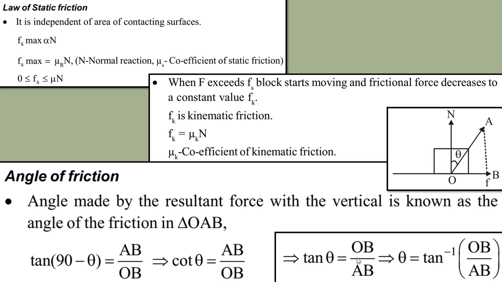So angle of friction. The angle made by the resultant force with the vertical is known as the angle of friction, in triangle OAB. So tan of 90 minus theta is equal to AB divided by OB. So cot theta is equal to AB divided by OB. Tan theta is equal to OB divided by AB. Theta is equal to tan inverse of OB divided by AB.